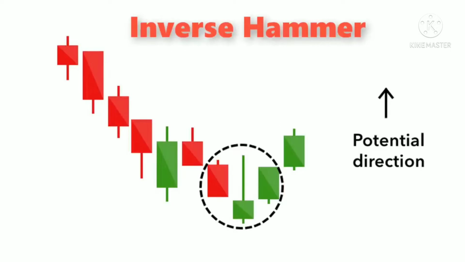Inverse hammer. A similarly bullish pattern is the inverted hammer. The only difference being that the upper wick is long, while the lower wick is short. It indicates a buying pressure, followed by a selling pressure that was not strong enough to drive the market price down. The inverse hammer suggests that buyers will soon have control of the market.